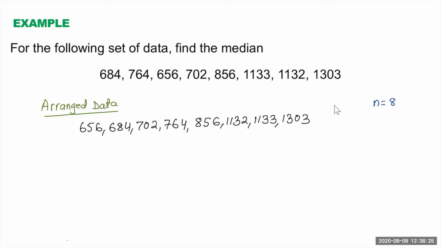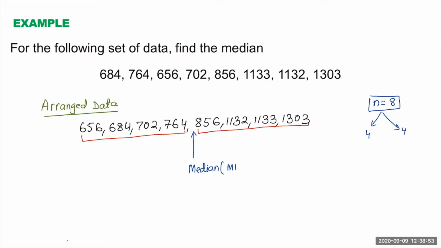So if you divide this into two parts, you will have 4 and then 4. So if I want to show that here, I have 1, 2, 3, 4 here and 4 on the other side. See, the data is divided into two equal parts. Now your median will be in the middle. So if you want to find the median, your median is here in the middle. That's your median.